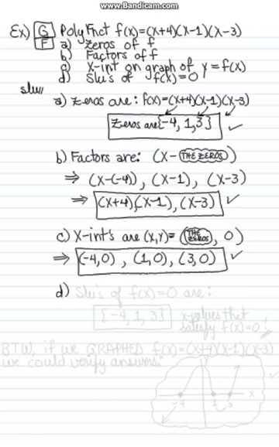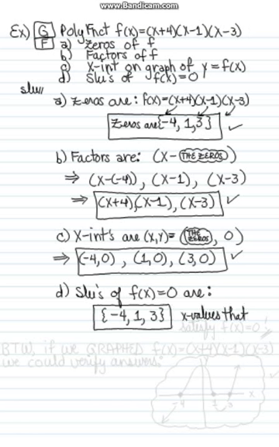Part D, what are the solutions of setting the polynomial f(x) equal to 0? Well, it's easy to answer because f(x) is equal to the factored form, (x + 4)(x - 1)(x - 3). You just set each of those factors equal to 0 and solve, and you get your roots, or your zeros, negative 4, 1, and 3. Those are the x values that satisfy the equation f(x) = 0.